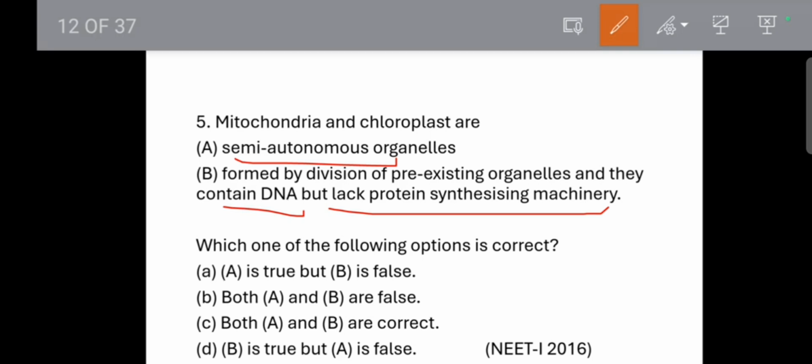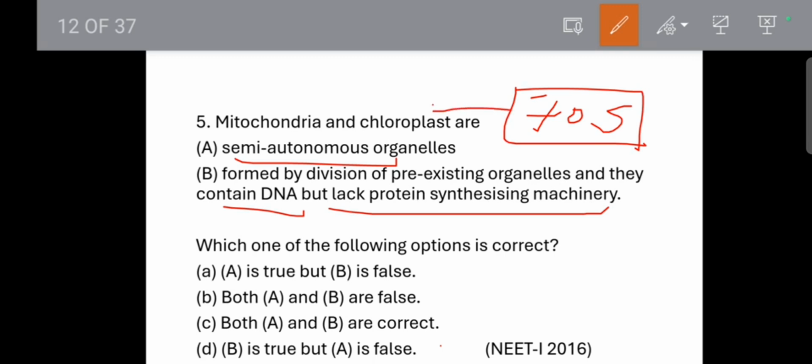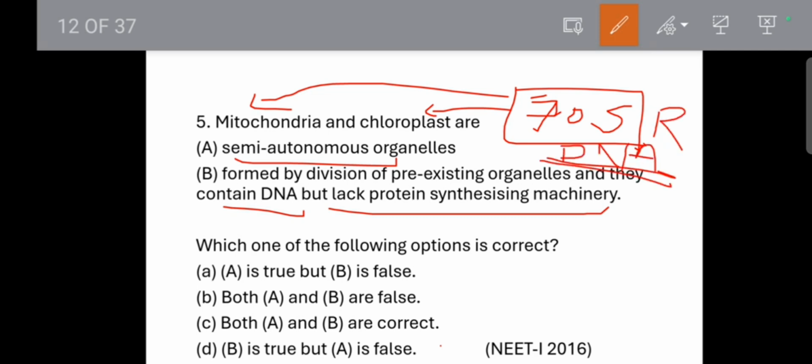Why is it the right one? Because mitochondria and chloroplast have their own DNA. The DNA forms the RNA, and the RNA and the 70S ribosome. This is the most important point: 70S ribosomes are present in these organelles. Mitochondria and chloroplast have 70S ribosomes and their own DNA present in these organelles.